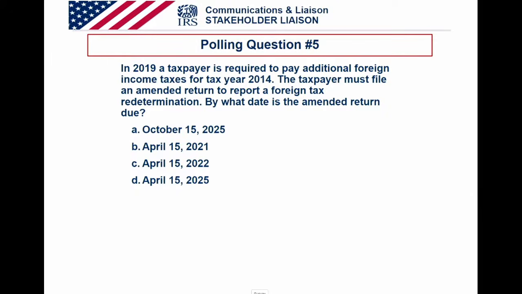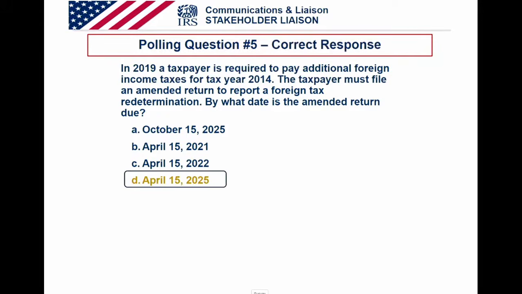All right, so we're going to stop the polling now and let's share the correct answer on the next slide. And the correct response is D, April 15th, 2025. All right, so I see that 84% of you responded correctly. That is a nice job, everyone. I thought that one might be a little bit tricky, but you guys proved me wrong. So now I am going to turn it over to Jim so he can go over some resources with you.